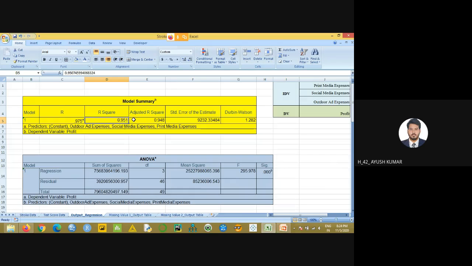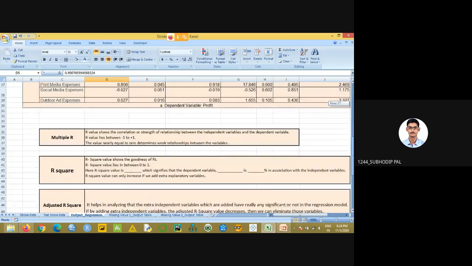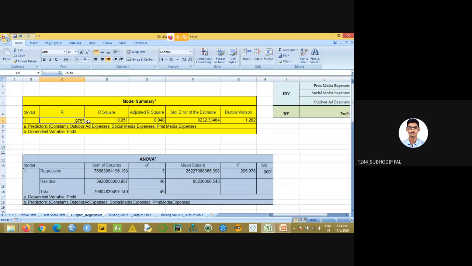Next one is R square. So how do we get that R square value? If we calculate it, we are just squaring this particular term. I was talking about R value lying between -1 to +1. So what will be the limit of R square value? Can anyone tell me? From 0 to 1.